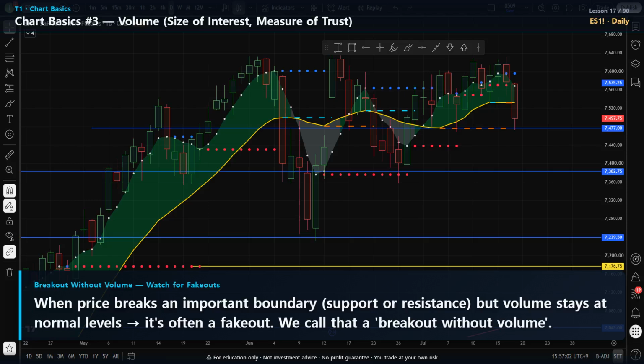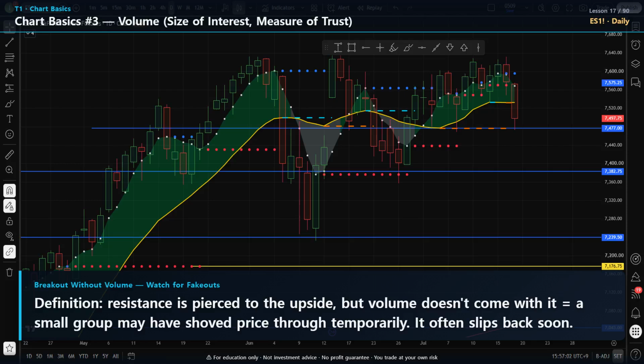When price breaks an important boundary, support or resistance, but volume stays at normal levels or average, it's often a fakeout. We call that a breakout without volume. Definition: resistance is pierced to the upside, but volume doesn't come with it, which means a small group may have shoved price through temporarily. It often slips back soon.